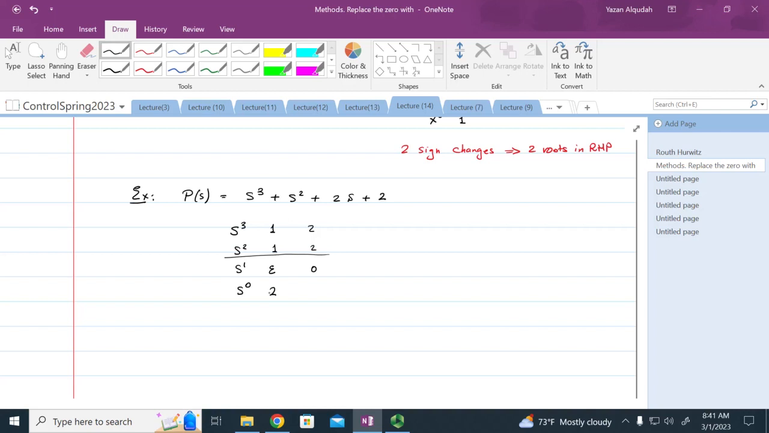Okay. So what happens if epsilon goes to 0 and we're going to take a positive 0.01? How many sign changes we're going to have? No sign changes, yes. What if epsilon goes to 0 from the left side, so it is negative 0.01. How many sign changes we're going to have? 2.